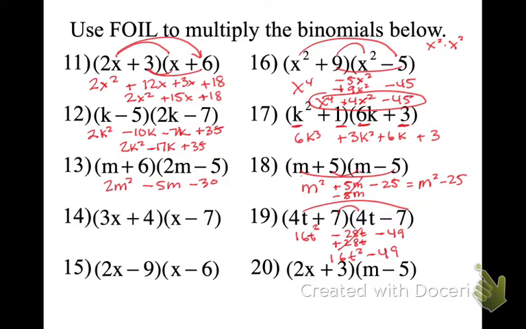And our last one, we're just doing regular FOIL. First, 2xm. Outside minus 10x, inside plus 3m, and then last minus 15. There are no like terms.